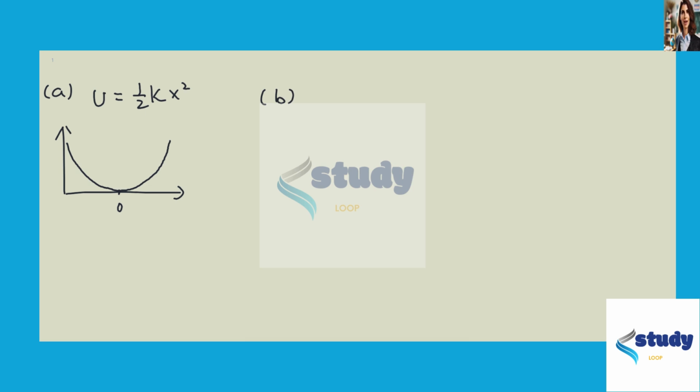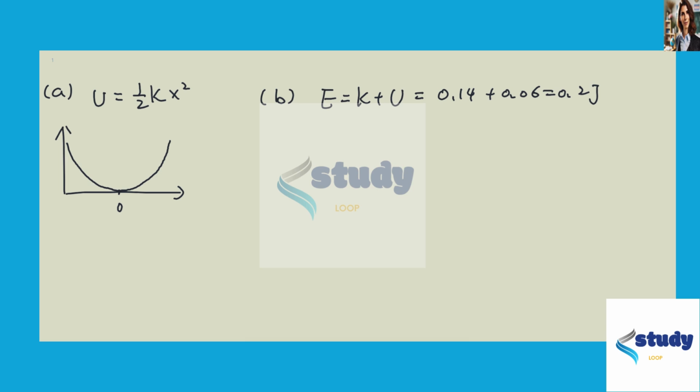For question B, what's the amplitude? So we know the total energy is the energy that's given in the question. So it's going to be equal to 0.14 plus 0.06 is equal to 0.2 joule.